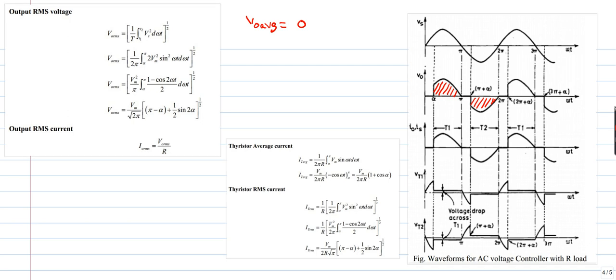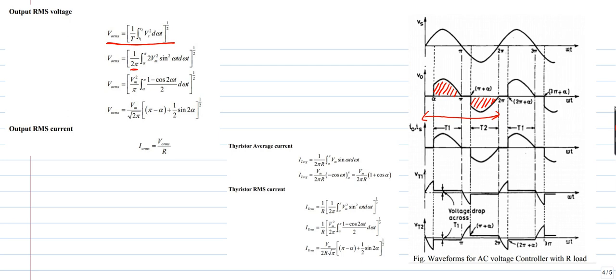So you need not calculate the average component for AC voltage controllers. The other thing is the RMS component. This is the generalized formula we have for the RMS component. Here the total period is 2 pi. So 2 pi is the total time period.